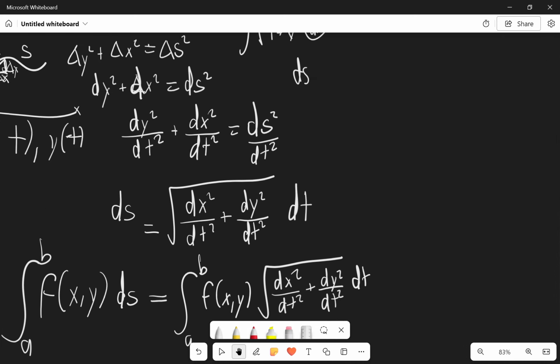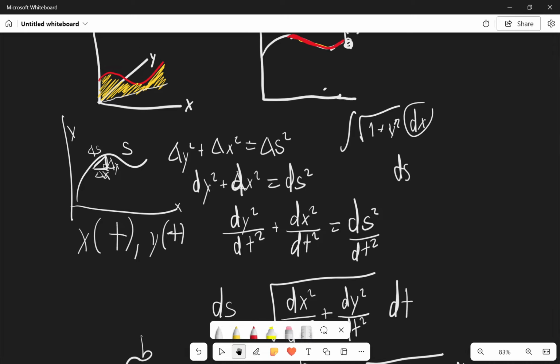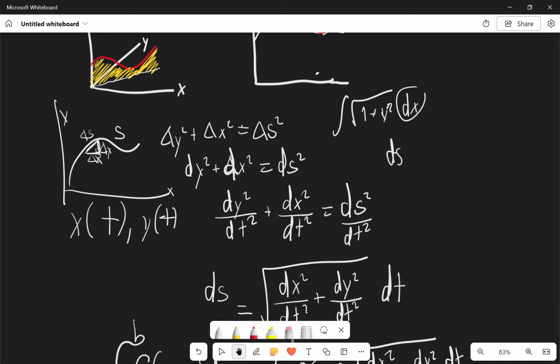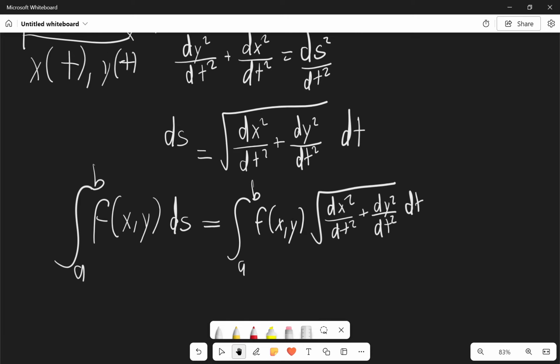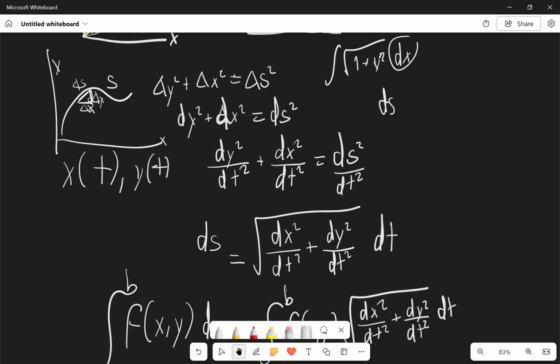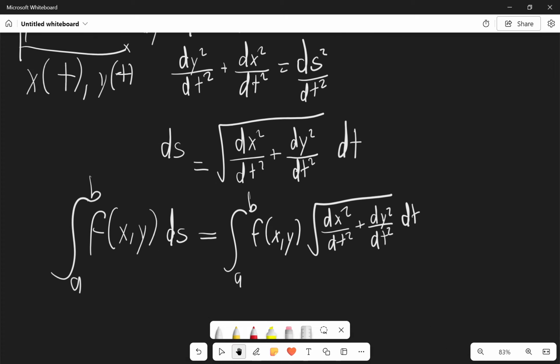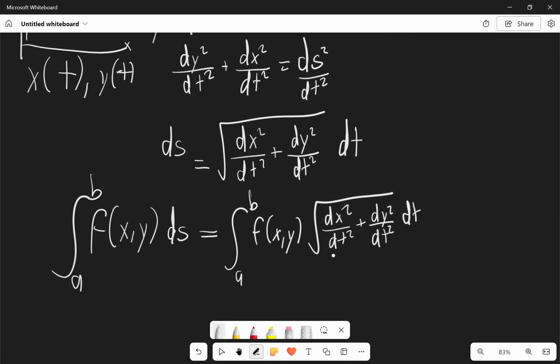Well, and that's all. I'm not going to solve a problem on this because this is basically just a deduction of the formula of line integrals on vector fields. So see you next time.